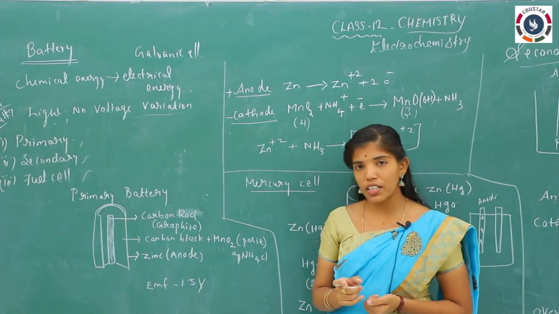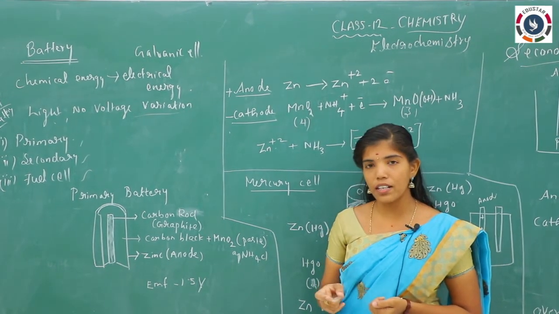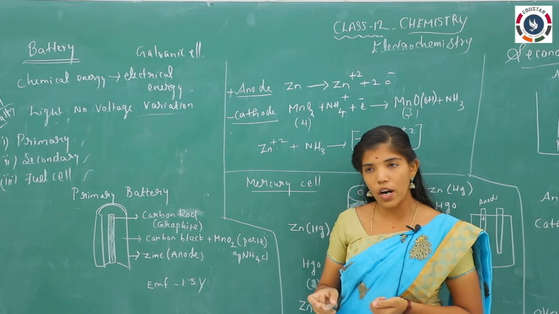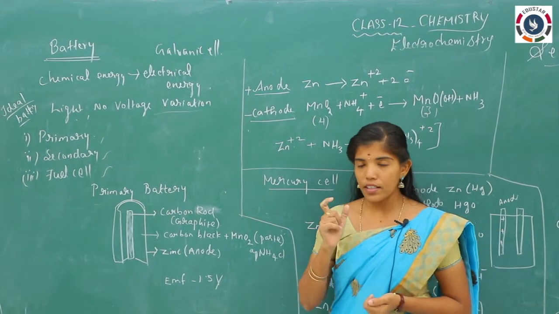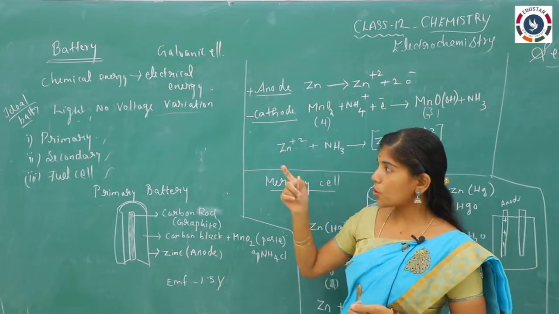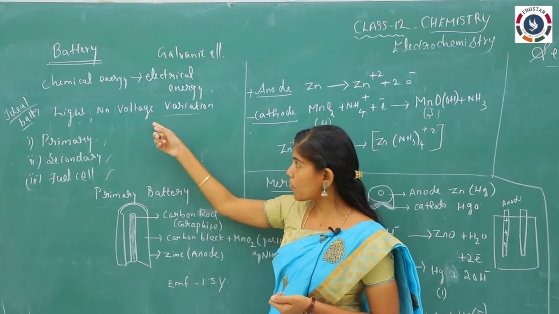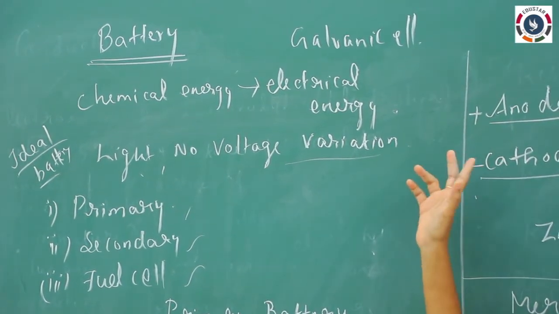What is the difference between a battery and a cell? A cell contains the anode and cathode. A battery is the combination of one or more cells connected together in series. There are certain conditions for an ideal battery. What are they? They should be light and there should not be any voltage variation throughout their life.